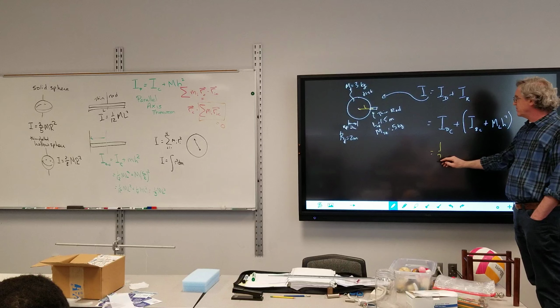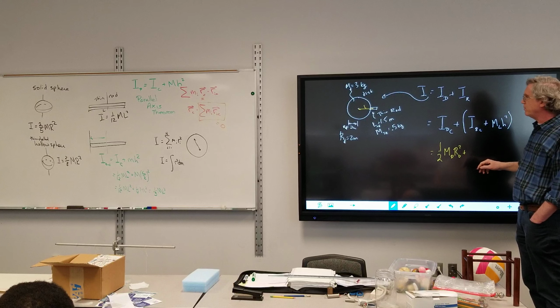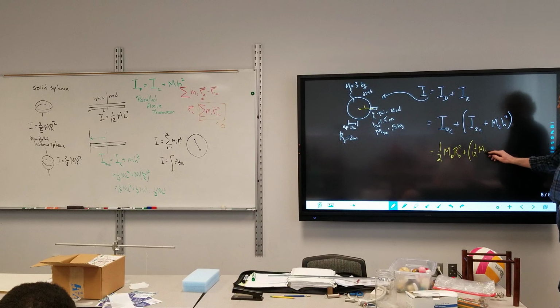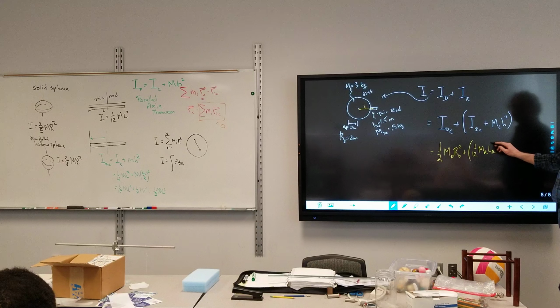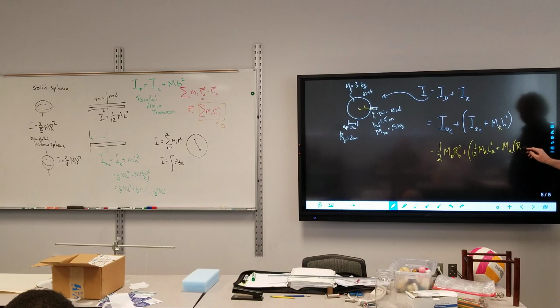Disk rotating around its center is 1/2 mass of disk, radius of disk squared, plus for a rod rotating about its center is 1/12 mass of rod, length of rod squared, plus mass of rod times the distance we shifted the axis, which is the radius of the disk plus half the length of the rod. I put an L there, it should be an R.